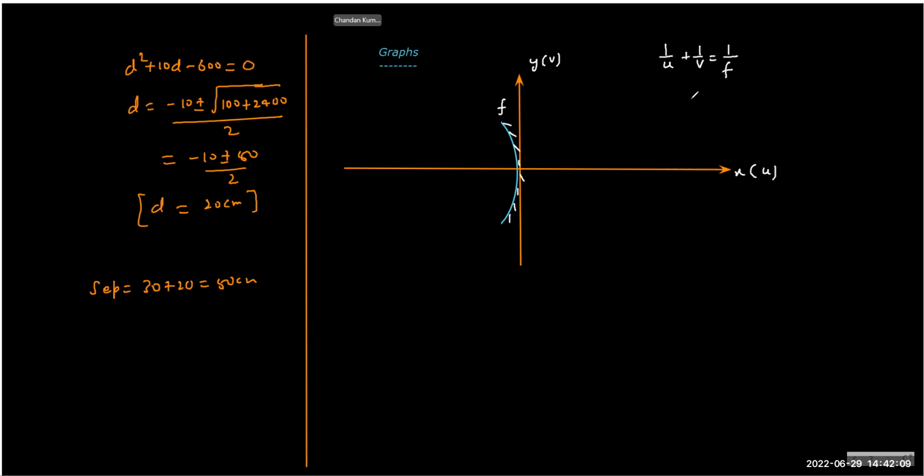So we are supposed to plot the graph between v versus u. How to plot? So you can write 1 by v equals 1 by f minus 1 by u, which is (u minus f) upon u. So v equals how much?